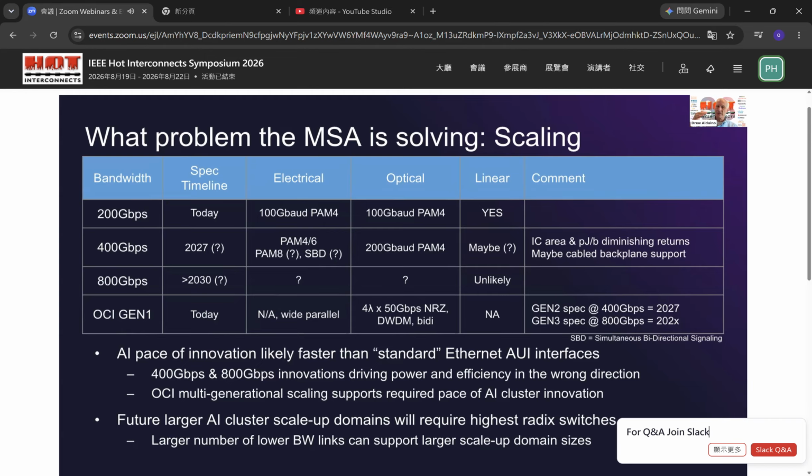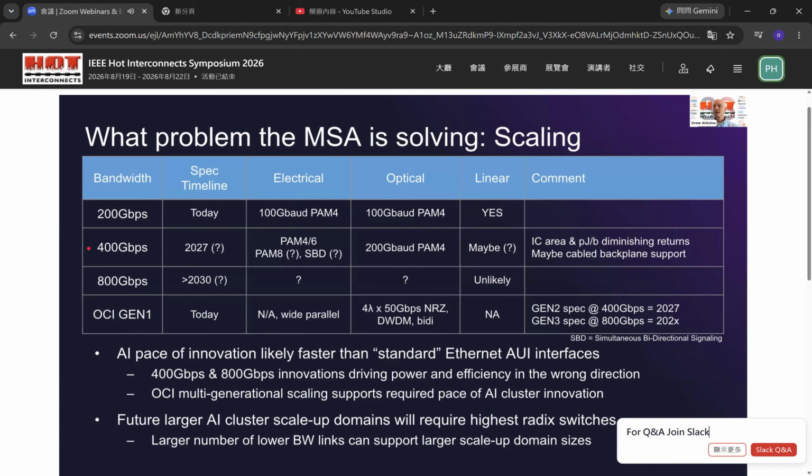Every GPU generation has a different balance of more flops. That's what we pay for. But as the flops grow, the memory bandwidth has to grow, the memory capacity has to grow, and the I/O bandwidth has to grow to create and enable a balanced system. So we look at it: 200 gigabit per second signaling is the state of the art today. We're all deploying that. 100 gigabaud electrical, 100 gigabaud optical, linear solutions are possible. Fine, Bob's your uncle. We're all happy here.